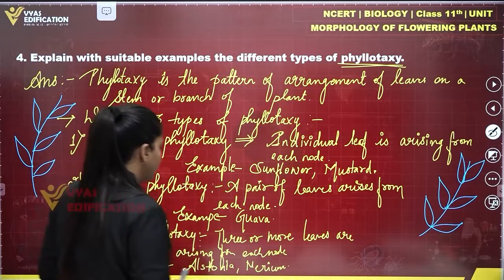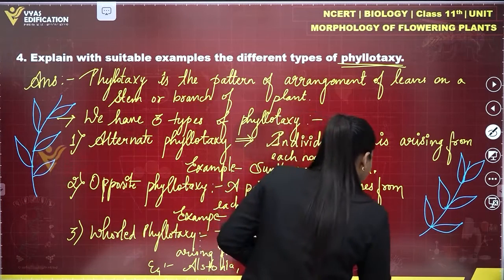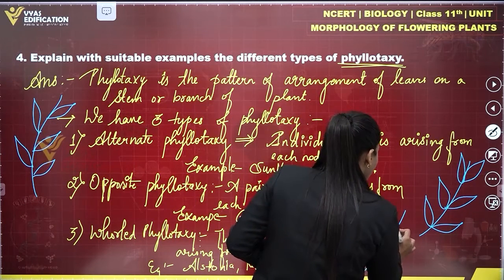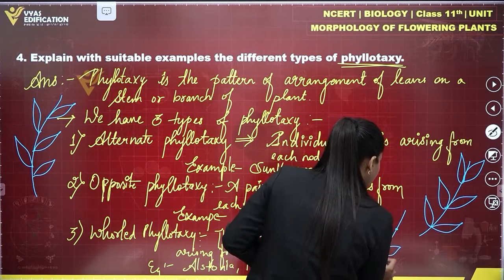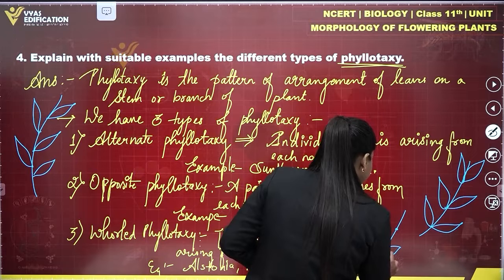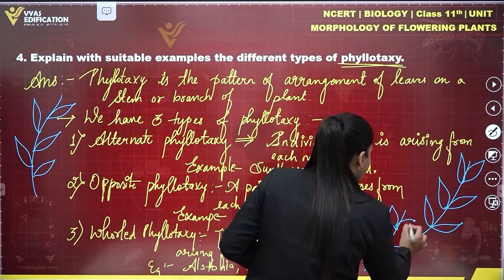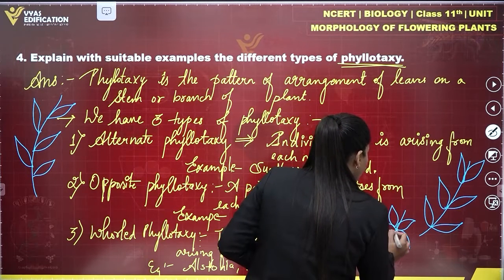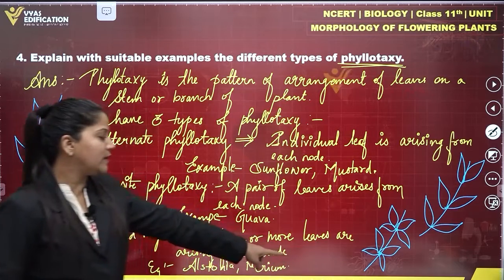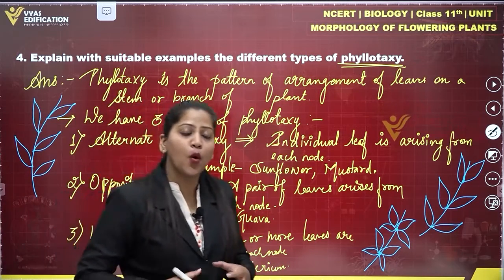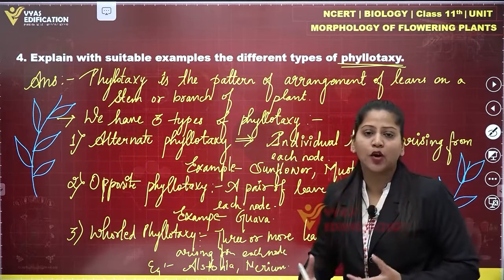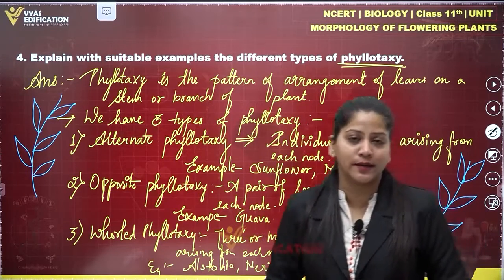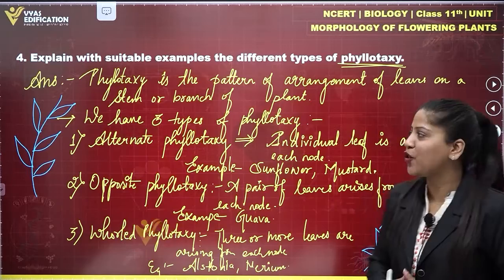The last one we have is whorled, in which you will see on each node, three or more leaves are arising. So this kind of arrangement is said to be the whorled pattern of arrangement of leaves, or we simply can call it whorled phyllotaxy. So this is the complete solution of this question.